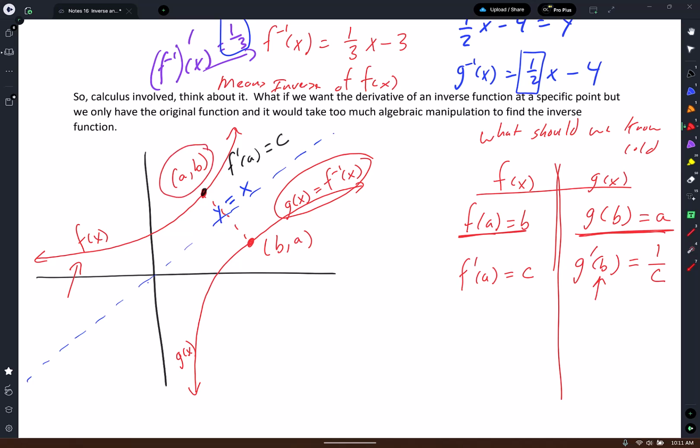Guys, this point right here, A, B, when you do the inverse of that function on my logarithmic function, it now turns to be A. So if I know f prime of A is equal to C, what do I know? I know G prime of B, not G prime of A. It's because this B was a Y value in the original, and now it's an X.